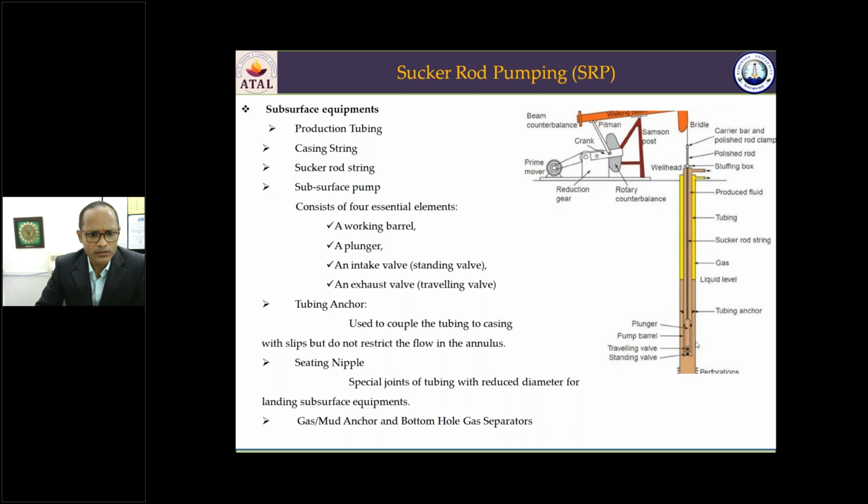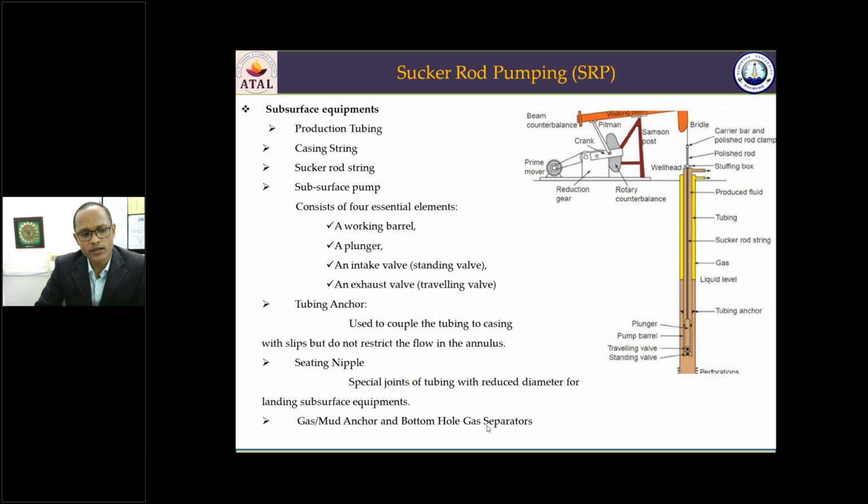Now, seating nipples are just reduced diameter sections of the tubing. Another important part is the separators: the gas and mud anchors, and the bottom hole separators. They are used to separate the gas from the liquid. If there is gas coming along with the crude oil, then the efficiency of the pump decreases. The efficiency of the pump, its ability to pump the required amount of fluid from the subsurface to the surface, reduces if the fluid is laden with gas. So in order to remove the gas from the liquid, the bottom hole separators and the mud anchors are used.